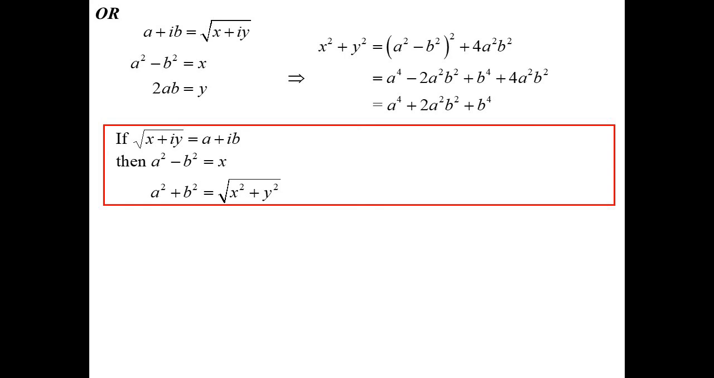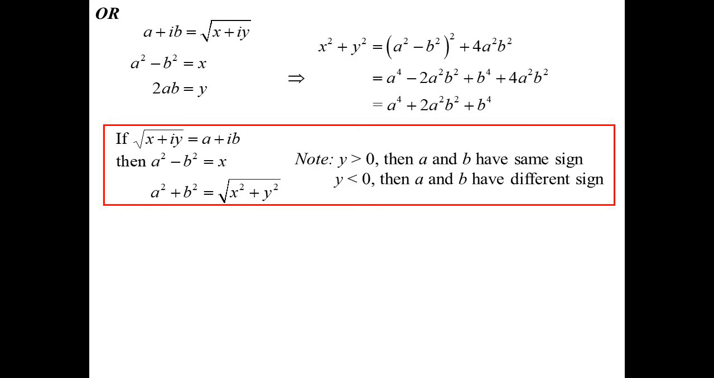It would be the square root of x squared plus y squared. How do I know whether a and b are the same sign or a different sign? Well, this is how you tell. You look at the imaginary part. If the imaginary part is positive in what we're finding the square root of, then we know a and b will have the same sign. If the imaginary part is negative, then we know a and b will have different sign.